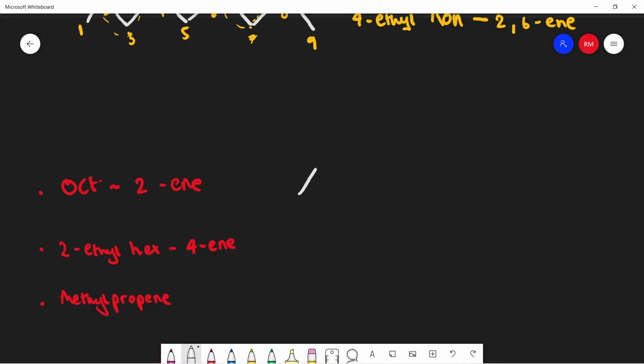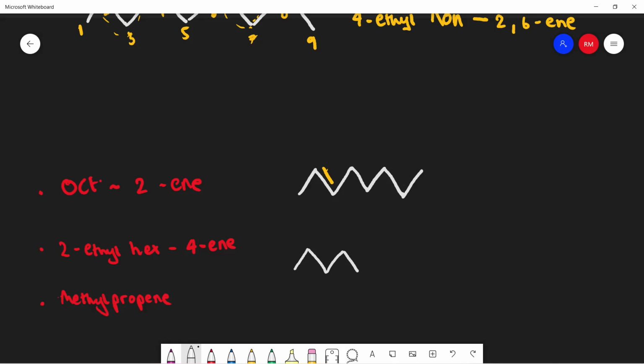So for the first one, you want to first draw out your 8 carbon skeleton. 1, 2, 3, 4, 5, 6, 7, 8. Perfect. Now, you could have drawn this either here or here. It wouldn't have mattered. And that'll be on carbon 2, either there or there. Perfect. Alright.